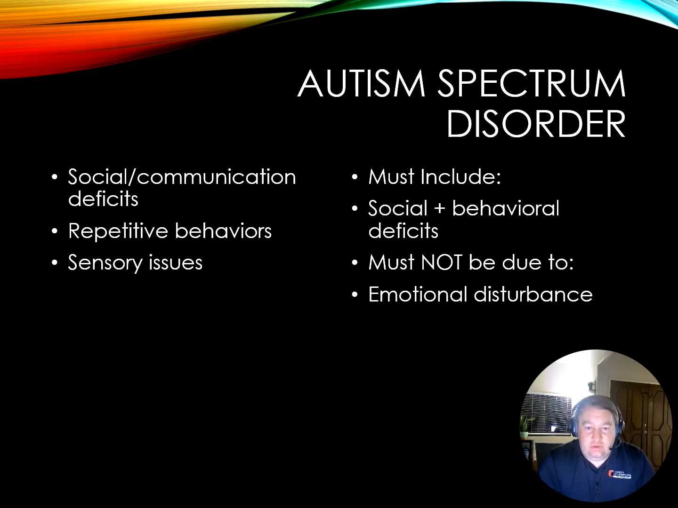Autism spectrum disorder affects communication, social interaction, and behavior. Students may have difficulty making eye contact, understanding social cues, or may show repetitive behaviors. To qualify, there must be clear social and communication deficits along with behavioral patterns. But the challenges cannot primarily be explained by emotional disturbance or environmental factors.